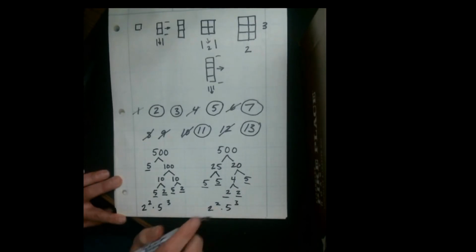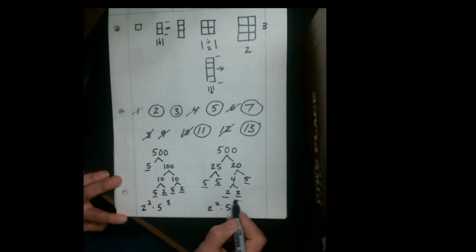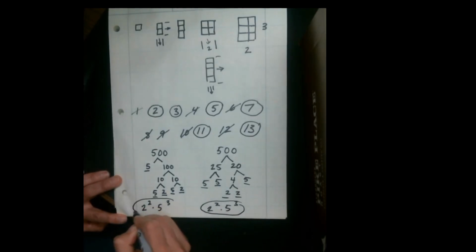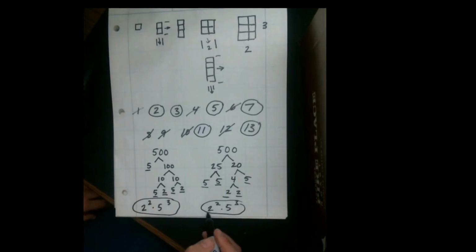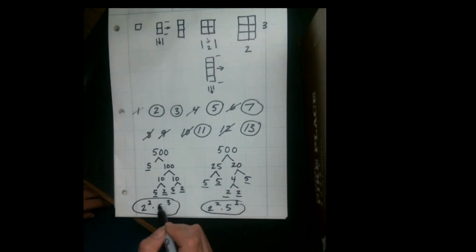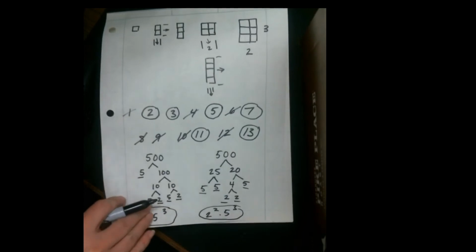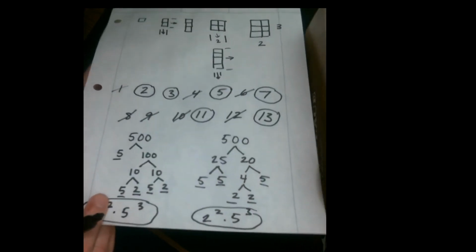So no matter how I decide to go down my branching, I'm going to end up with the same prime factorization. And if I multiply 2 times 2 times 5 times 5 times 5, I would get back to 500. This is the prime factorization of 500. So that's just some starting out review of prime numbers and prime factorizations.